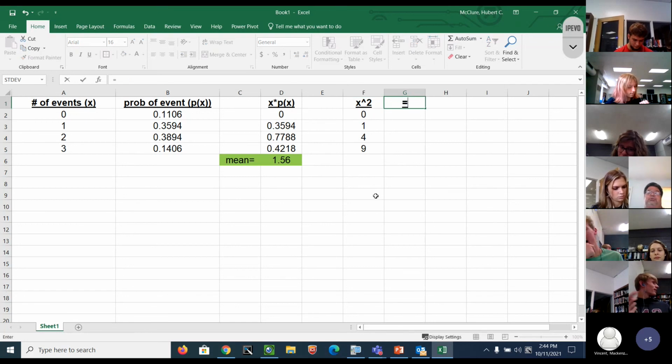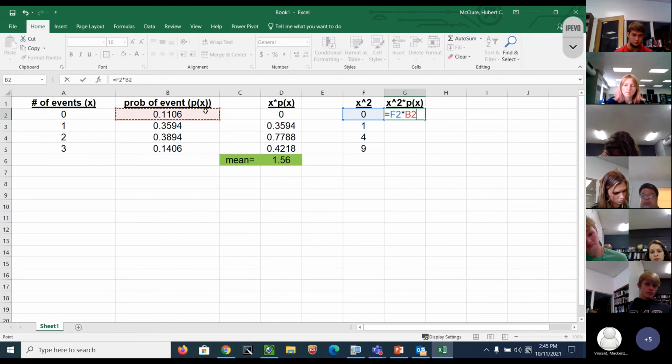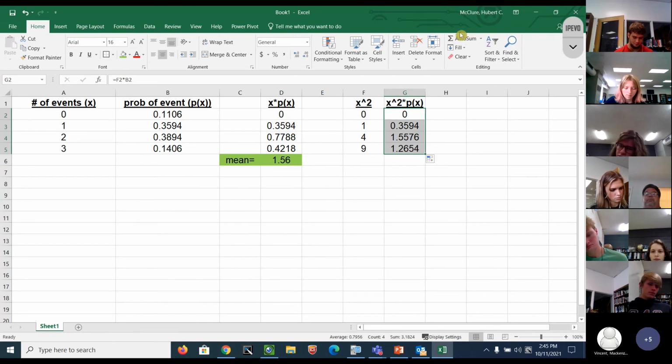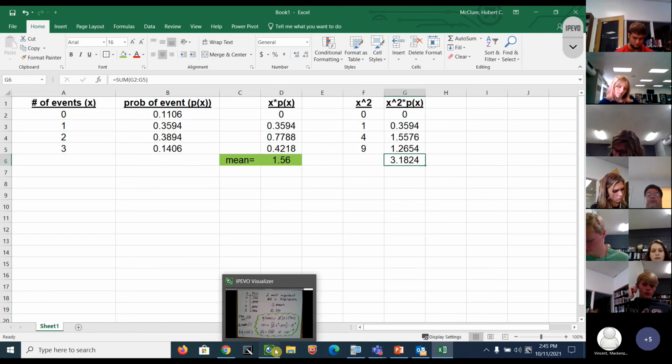And equals this number. No, this is going to be x times what? X squared times p of x. And I can't type. So x squared times p of x. Copy that down. Add that up. And that is your number that goes 3.1824 right here.